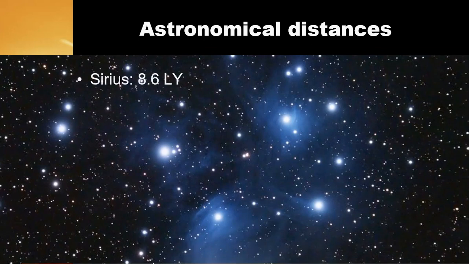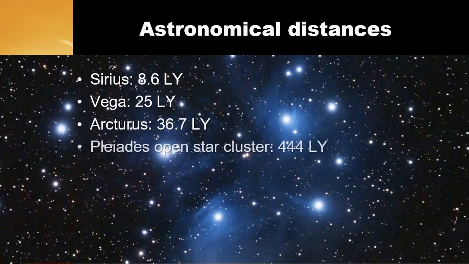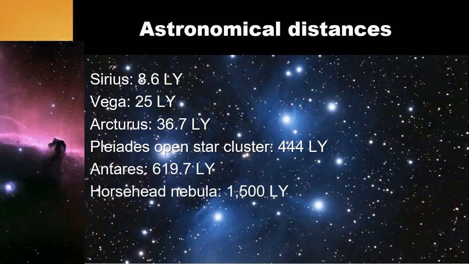Here are some other things you might have heard about before in our universe. The star Sirius is 8.6 light years away. Vega is 25 light years away from us. The star Arcturus is a really big one, 36.7 light years away. Pleiades, this is actually the Pleiades that you see behind this. It's an open star cluster, 444 light years away. Antares, 619.7. The Horsehead Nebula, a beautiful nebula. You might have seen pictures of this. 1,500 light years away. To see this nebula tonight, you go out and look at it, and light left the stars and the things in this 1,500 years ago.